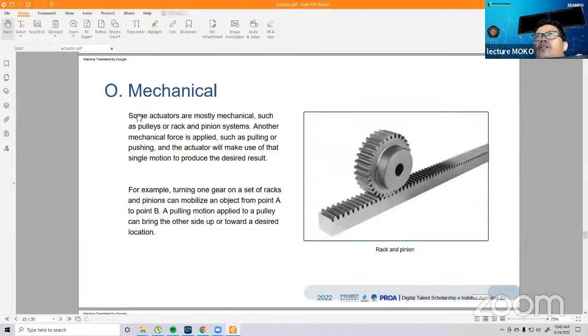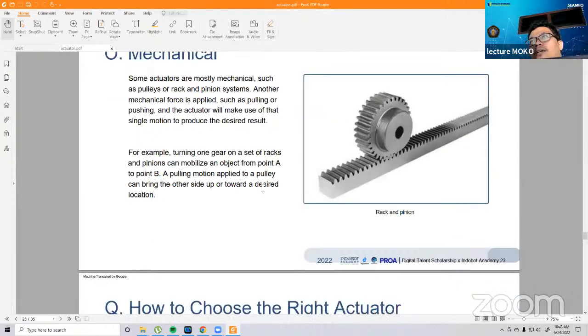And another actuator is the mechanical actuator. We can see here there is some gearbox mechanization. We use a gear in the set of rack and pinion.